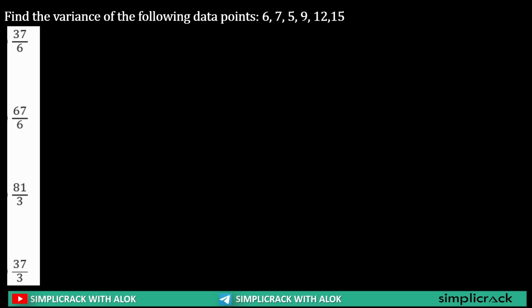In order to find the variance, what do we need? We need to find the mean first. So mean is equal to what? 6 plus 7, 13 plus 5, 18 plus 9, 27 plus 12, 39 plus 15 is equal to 54, divided by 1, 2, 3, 4, 5, 6, is equal to 9. So the mean of this whole data is equal to what? 9.